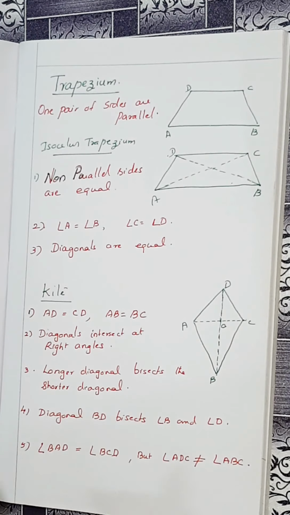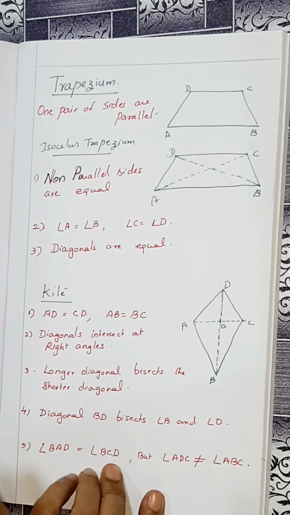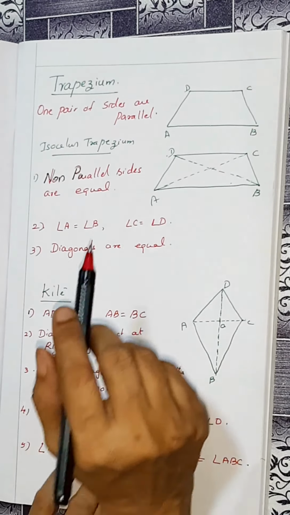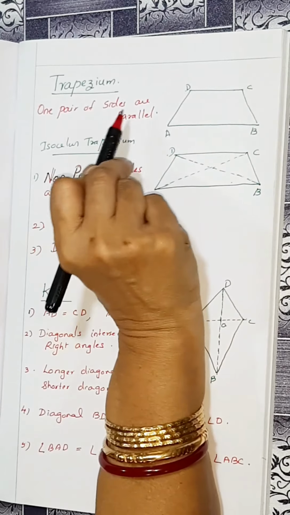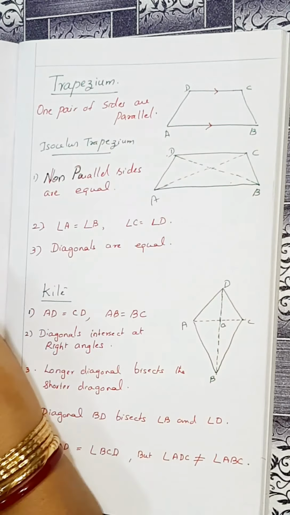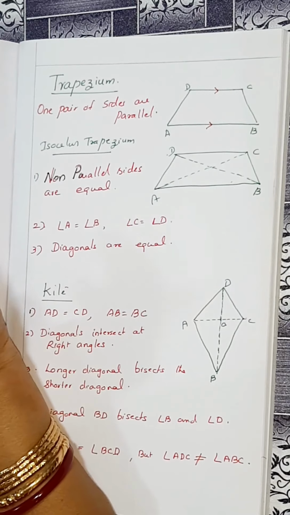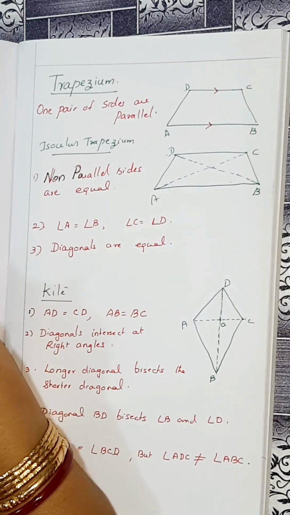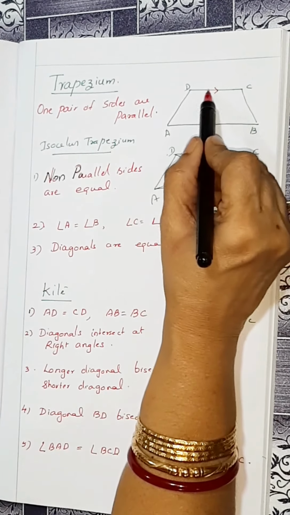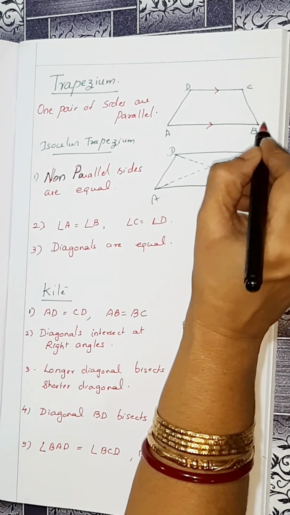Now coming to trapezium. This is not a parallelogram. For a parallelogram, both pairs of opposite sides have to be parallel. But in a trapezium, you have only one pair of sides as parallel. That is the difference between a trapezium and a parallelogram. Trapezium, parallelogram, kite are all quadrilaterals. So here in this, CD is parallel to AB. Only one pair of sides are parallel.